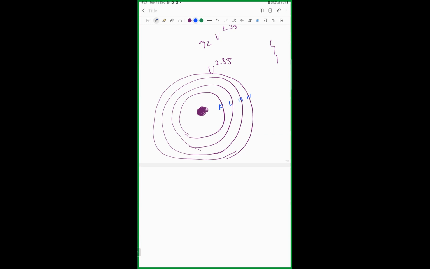So when the electrons are present, here it has some shapes, which we can call orbitals. In the orbit, the probability of finding an electron will be there. So that is known as an orbital.